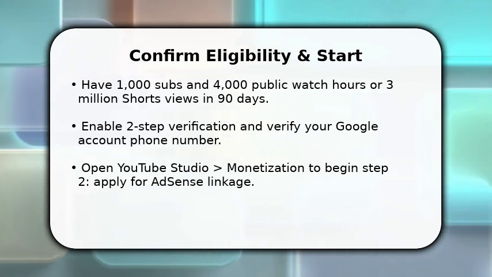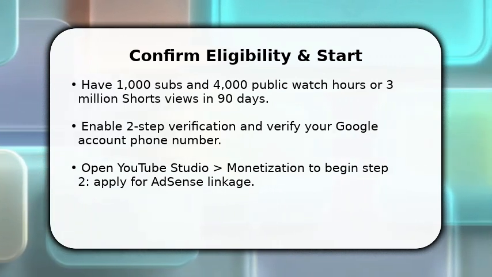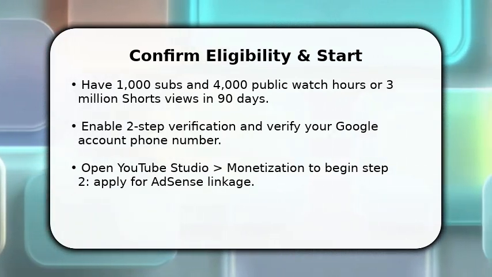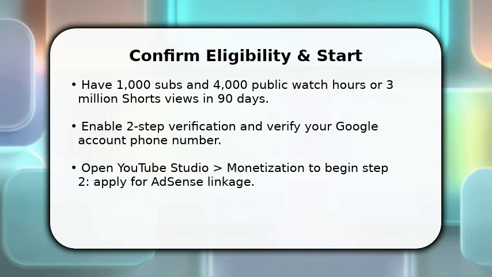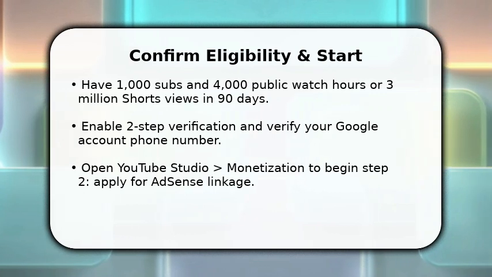Next, open YouTube Studio and navigate to Monetization. You'll see the prompt to link AdSense. Click Apply, choose your existing or new AdSense account, and provide the required tax and payment info. Doing this first saves rework later.